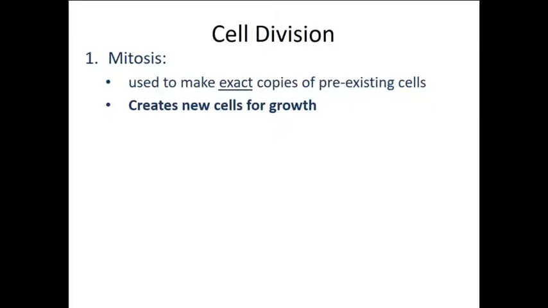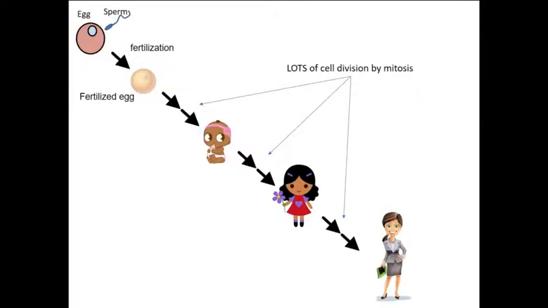We use mitosis to create new cells for growth. So all of us started out as a fertilized egg. This is also called a zygote. So you'll see that on some slides and in some activities or labs that we do in class. A zygote or fertilized egg is created through the union of an egg and a sperm. Once you have that fertilized egg, it needs to make new cells in order to get bigger, and the way it does that is through mitosis.